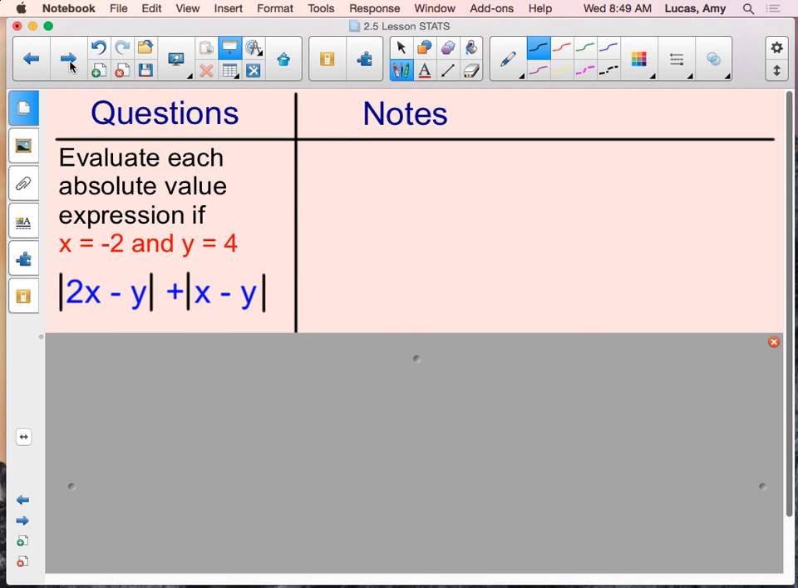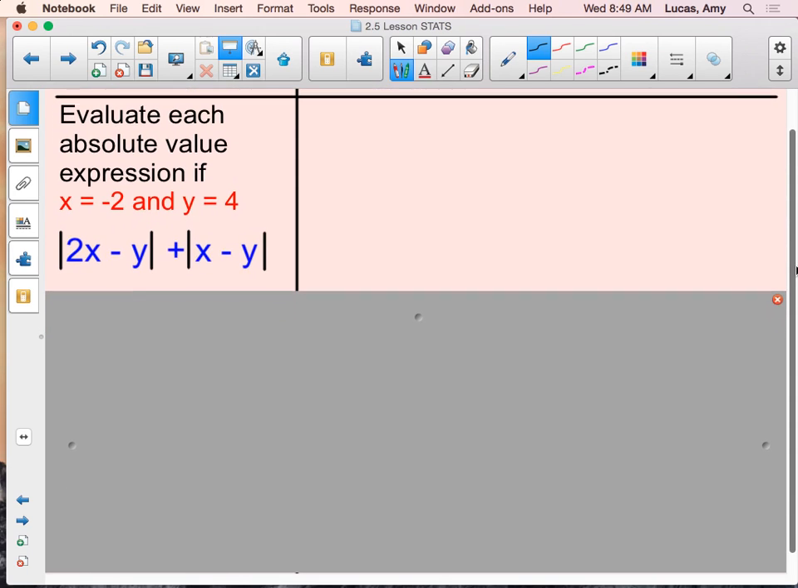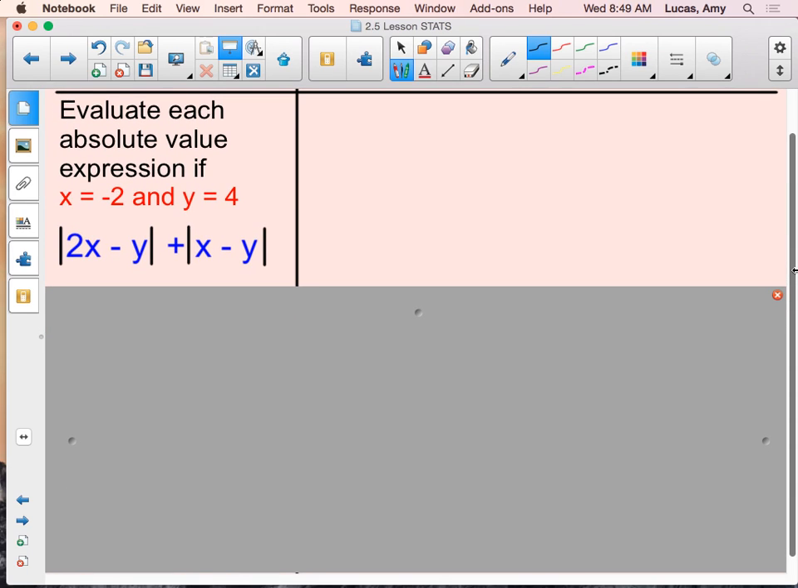Our next example, evaluating again, we just need to get a lot of practice with these. The values for x and y have changed on this one. So I have 2 times x, and then it's minus y plus x minus y. Okay, so I've substituted -2 for each x and +4 for each y.